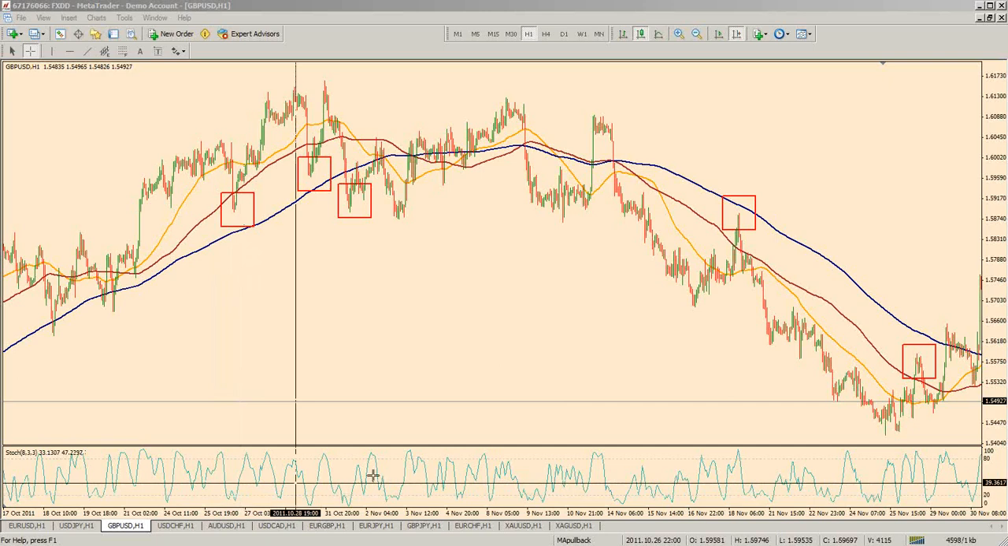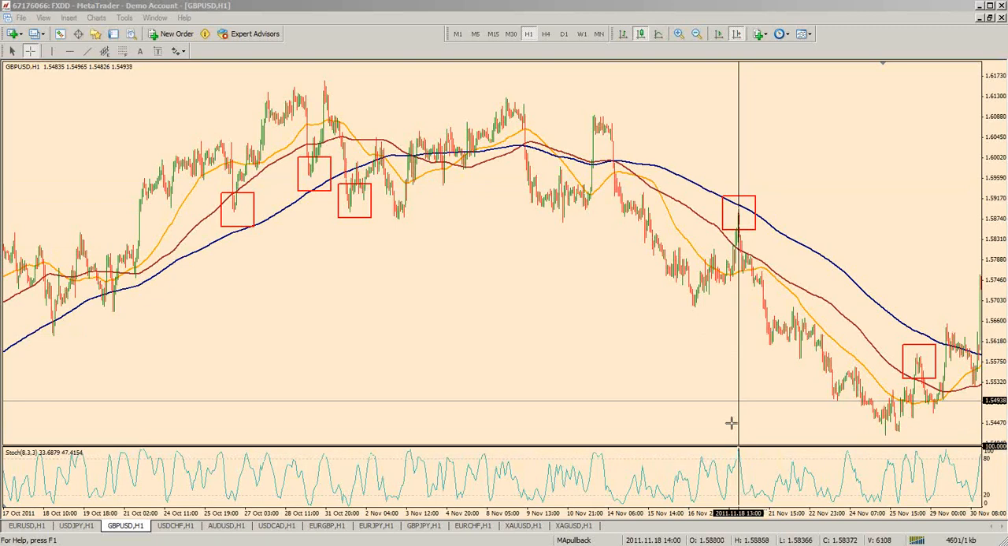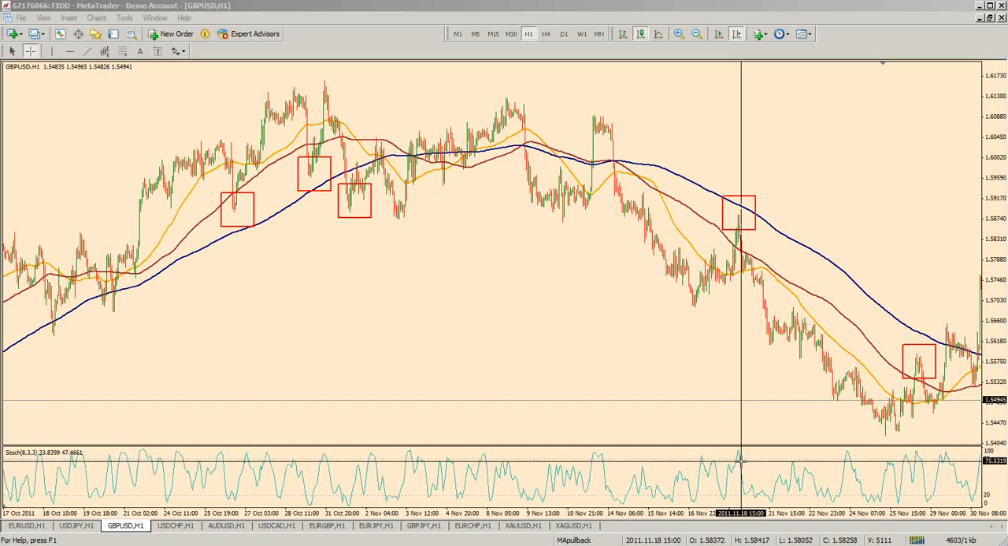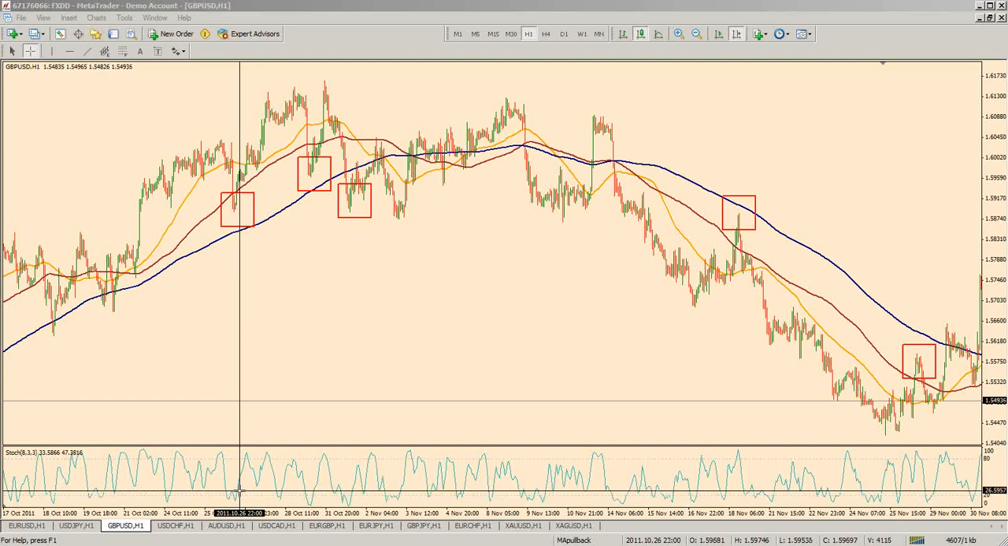Okay. Now, in a downtrend, we are looking for a cross down below overbought, which is the 80 line. So we're looking for stochastics in a downtrend to be above the line and then cross and close below it. In an uptrend, we're looking for the stochastics to cross up above oversold at 20 and close above it.